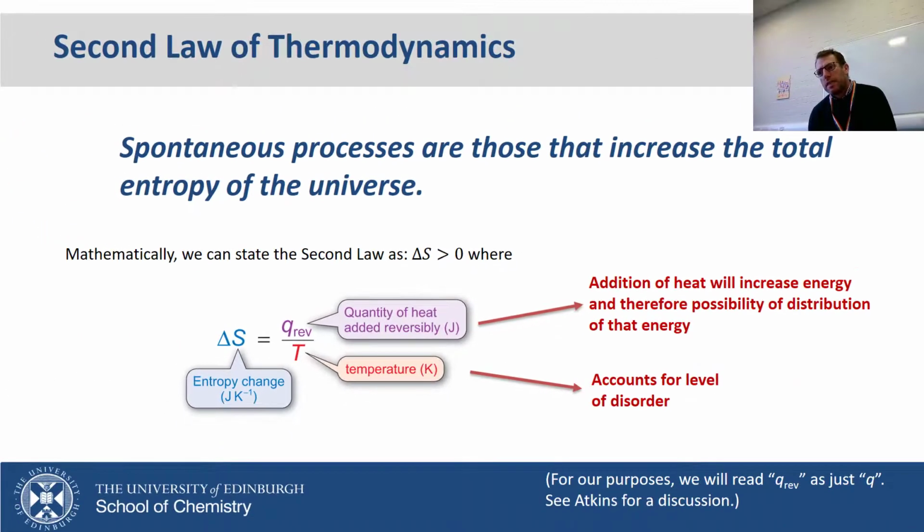We don't need to worry about that at this stage, but you'll just see this notation in textbooks, Q reversible. At the moment, this is just the amount of heat that we add to our system. And the temperature is present because it takes into account the level of disorder in the system already. Obviously, as we provide more energy to a system, it's going to be able to distribute that energy across more states. We're going to make more states thermally accessible, depending on what the temperature is. So as we add heat, we're adding energy to a system, so we're increasing the probability and the possibilities of the distribution of that energy.